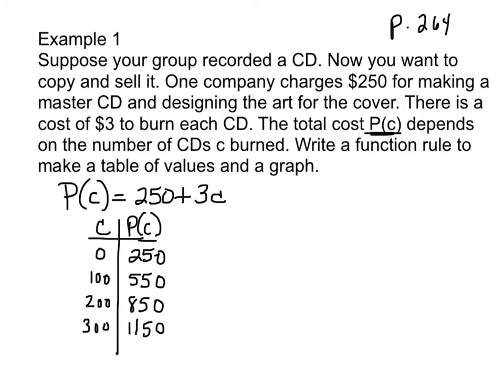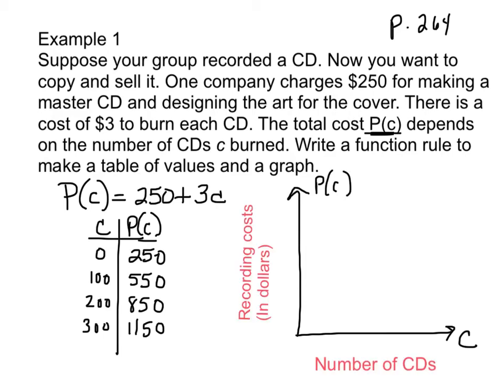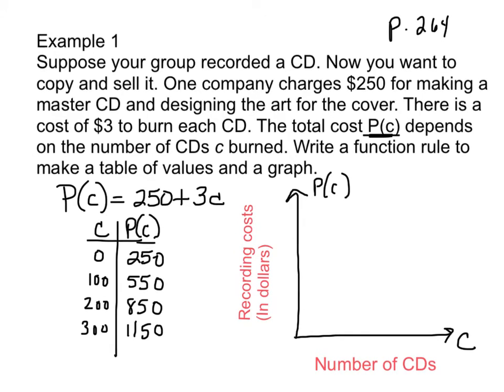Now we're going to create our graph. Since all we're talking about are positive numbers, we only need the first quadrant. So we need to label our axes, C and P of C. Now at the bottom, we're going to label the number of CDs, and the side, recording cost, which is in dollars.